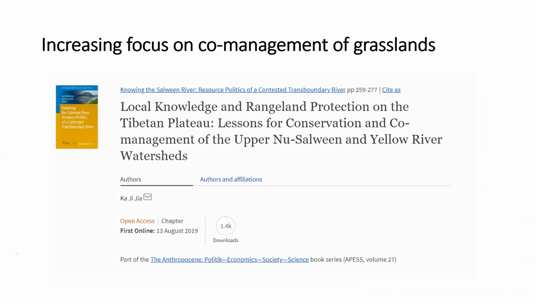Also, increasingly now there is a focus on co-management of grasslands. So now there is an understanding that we do need local knowledge and local institutions to manage grasslands better, rather than the state deciding if it's a wasteland or not. And rather than one authoritative group taking over the management, now there is an understanding that it's nice to have a multi-level co-management approach where the local knowledge is also used in management of these grasslands. So these are some of the papers and articles that you can look into.